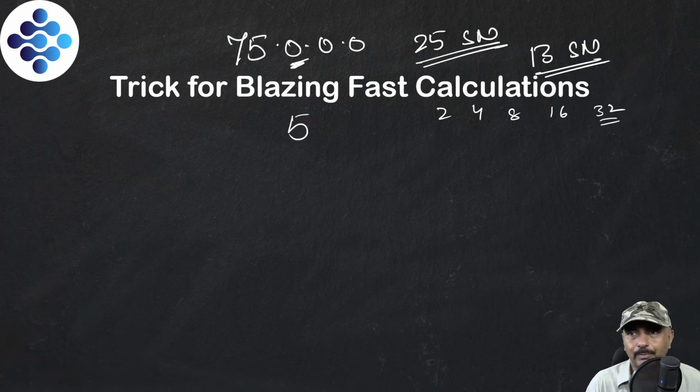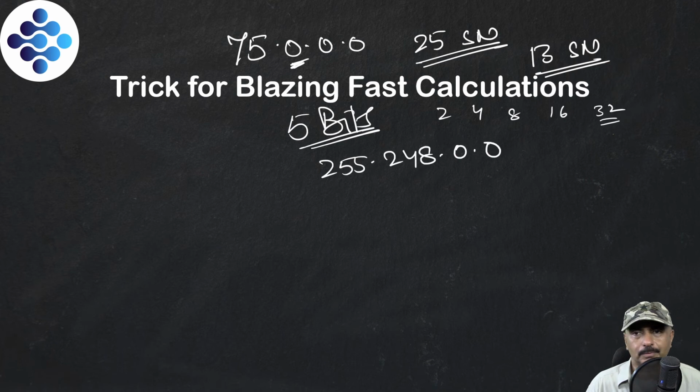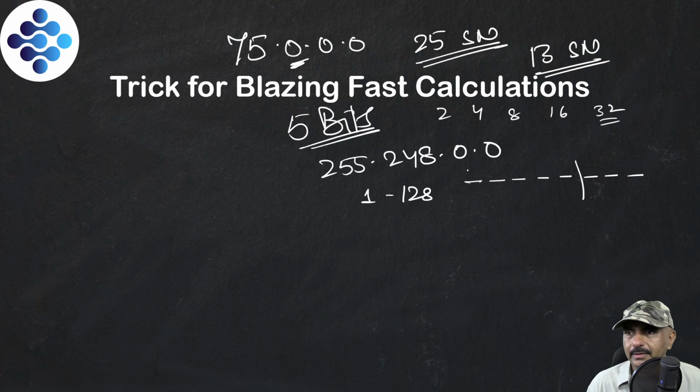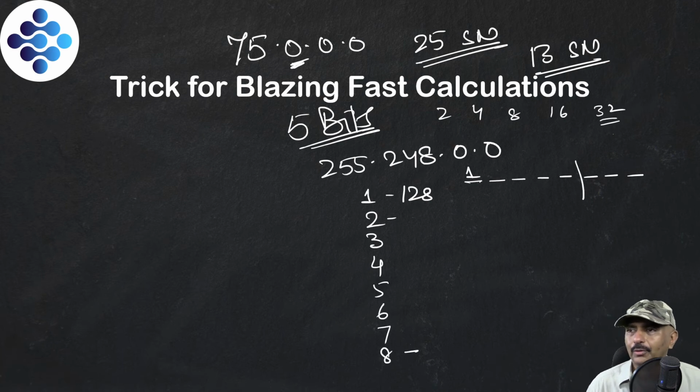When you borrow 5 bits, what would be the subnet mask? It would be 255.248.0.0, right? How come? So easy, because you are borrowing 5 bits. 1 2 3 4 5 6 7 8, right? Now you have to remember this thing. If you remember this small portion, it will make things very easy and you'll be able to calculate very fast. When you are borrowing 1 bit, it is 128. Let's see here. When you borrow 2 bits, here 3, 4, 5, 6, 7, 8. Now if you borrow all 8 bits, it will become 255. You don't have to worry about it.